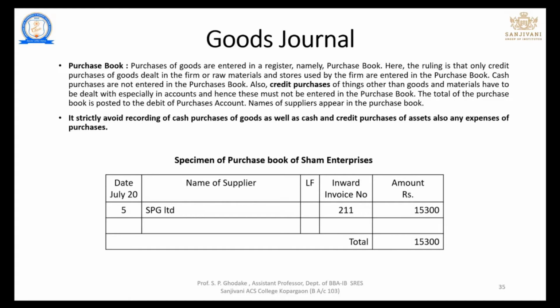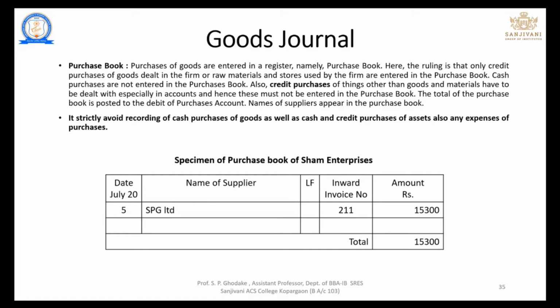So now, as you have been cleared with the cash journals, today we are going to learn the goods journal. In goods journal, there are four different books. One is the purchase book, second is the purchase return book, third is the sales book, and fourth is the sales return book. In this session, today we'll see only the purchase book and purchase return book with the pro formas and one example.